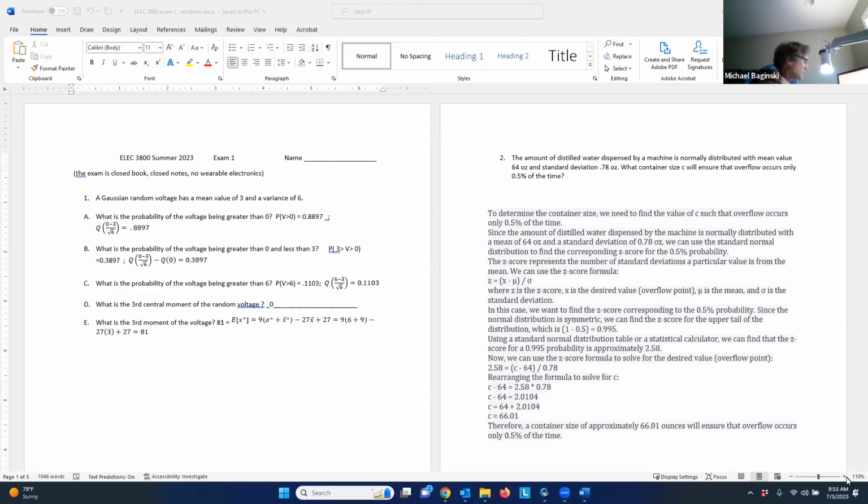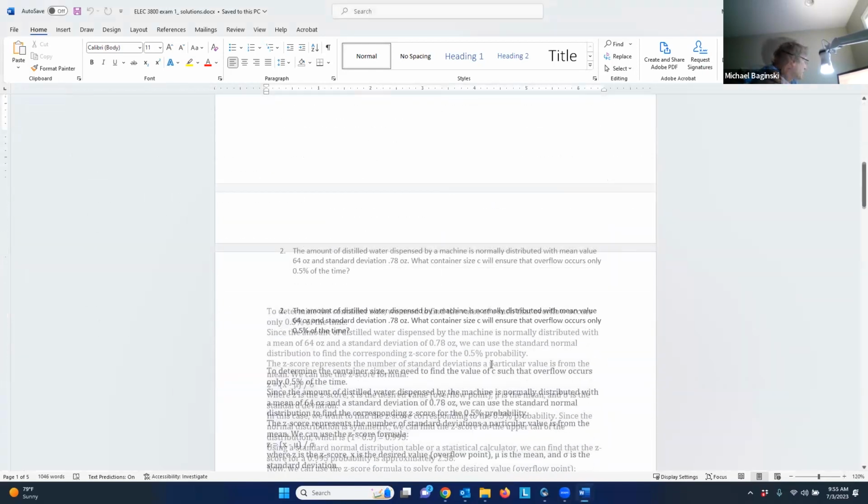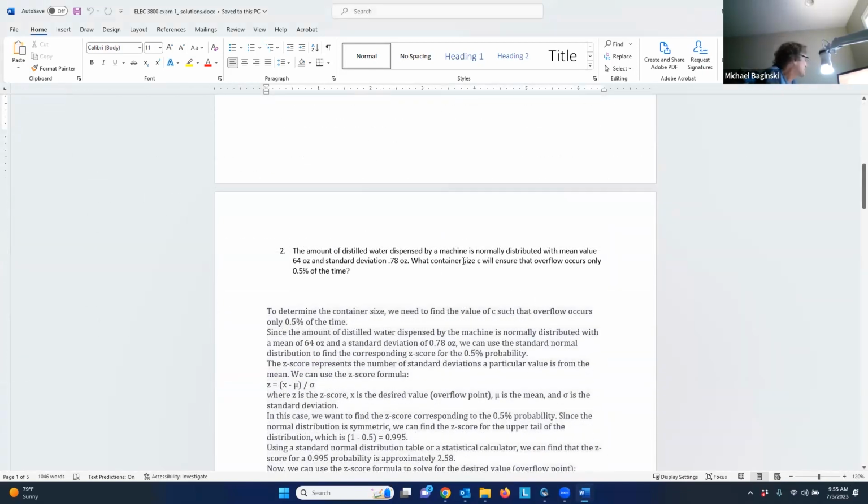So this is the one I want to talk about. Here, the amount of distilled water dispensed by a machine. By the way, when I sent out that pre-test information, I asked you to read through some pages. This was right off the page. I didn't change anything. Did anybody recognize this one? It is exactly the same, no modification at all. So if you did the pre-exam work, you should have seen this one coming, and it was straightforward. You can use the tables in the back, or you can use your calculators.